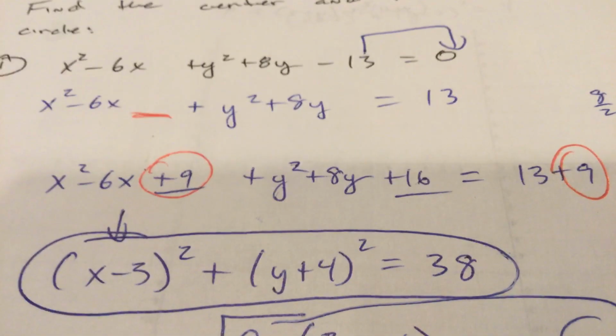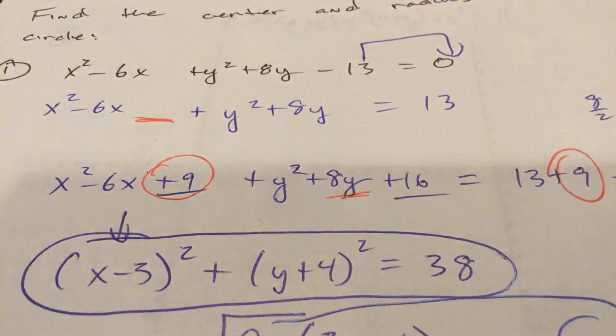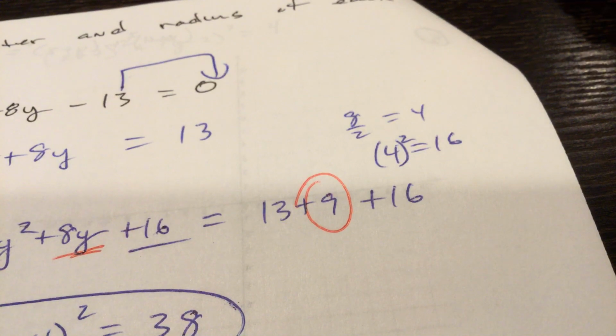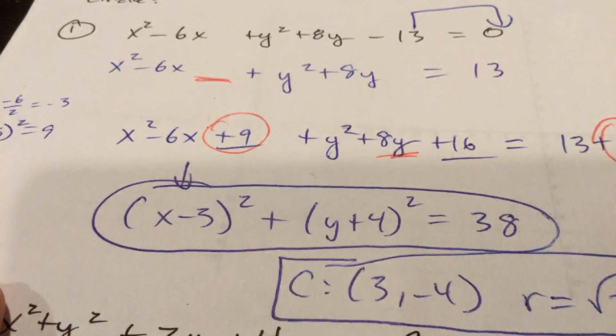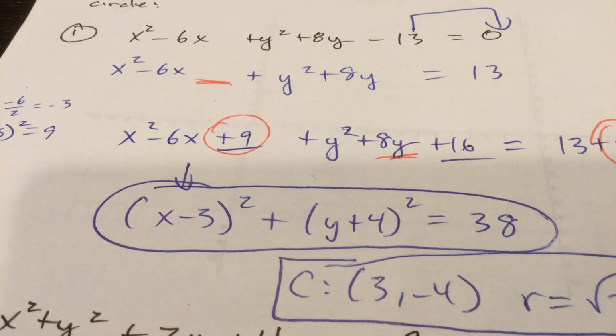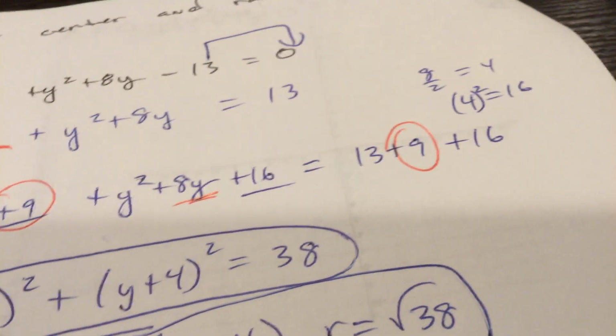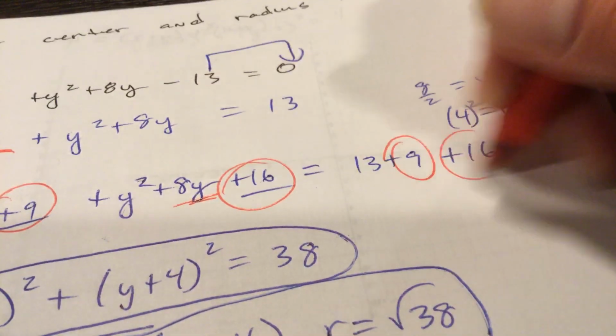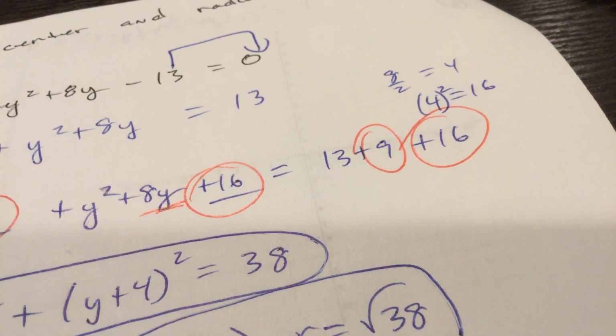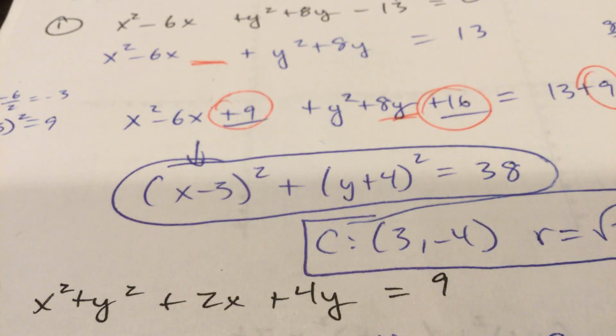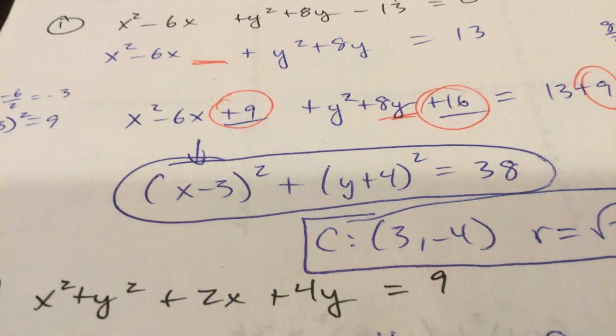Then I look at y here. I'm going to take half of that middle term, which is 8. Half of 8 is 4. Square 4 to get 16. Again, I have to complete the square. That is the standard form of the equation, (x - h)² + (y - k)². If I add 16 to the left, I got to add 16 to the right. That means 38 is on the right side. (x - 3)² + (y + 4)² = 38.